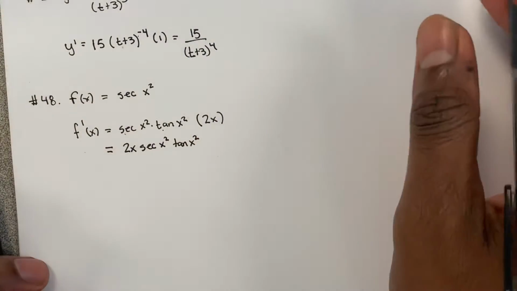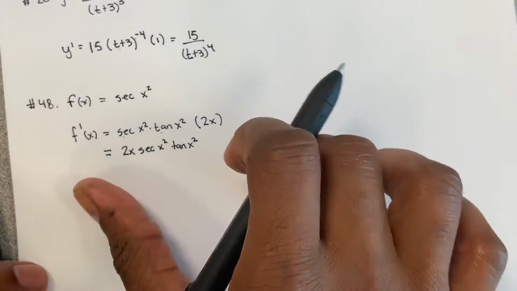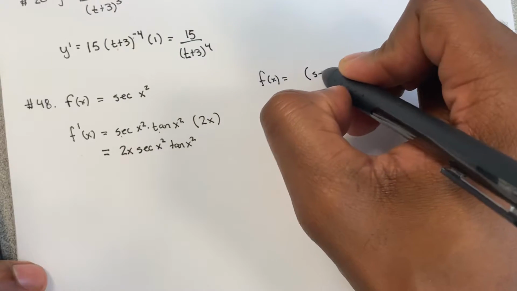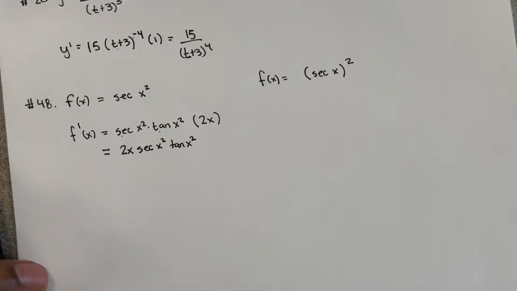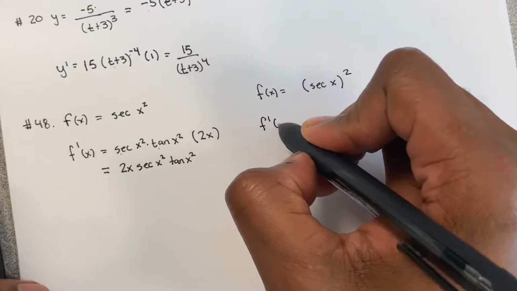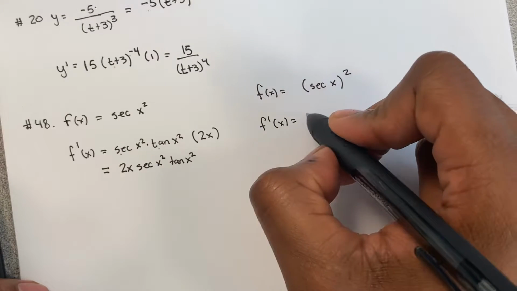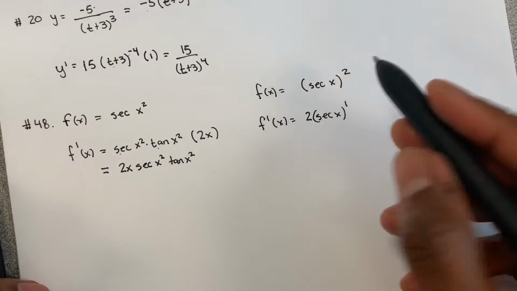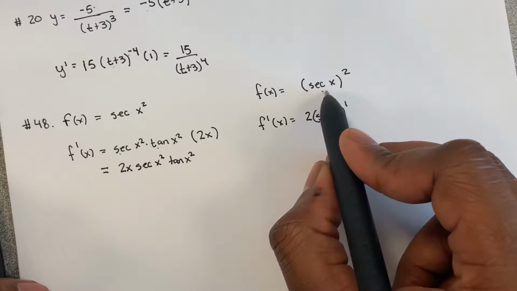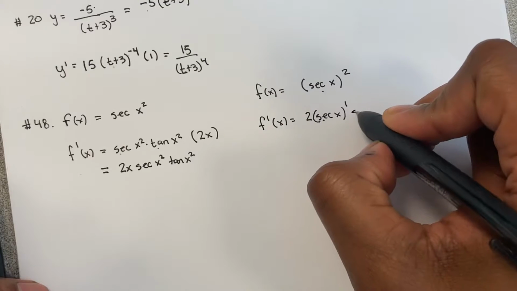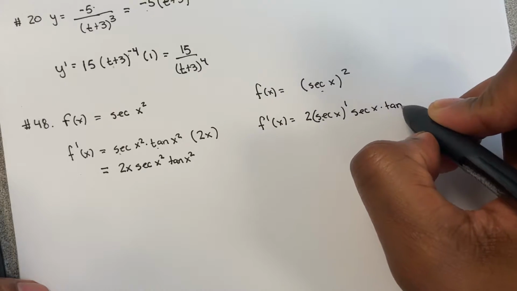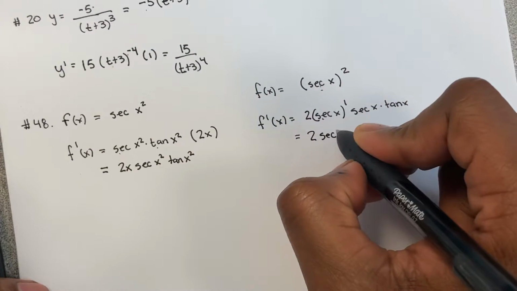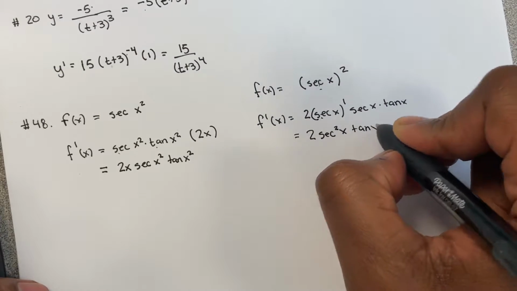So this simplifies to be 2x secant x squared tangent x squared. Over here to the right, we're going to work an almost parallel example where we'll make this f of x equals, and in parentheses, secant x squared. And so when we do this derivative, the derivative of anything squared is 2 times that anything to the 1st power. And then the chain rule says that we multiply by the derivative of the thing that was raised to the power. So that's going to give us secant x times tangent x, because that's the derivative of this. So that gives us 2 secant squared x tangent x is the final answer.